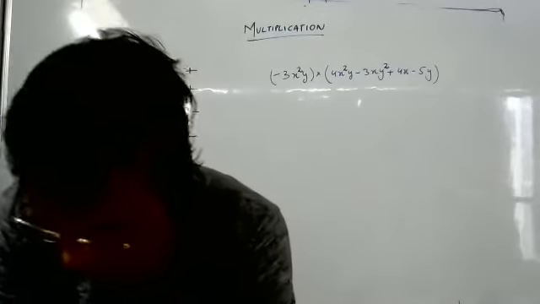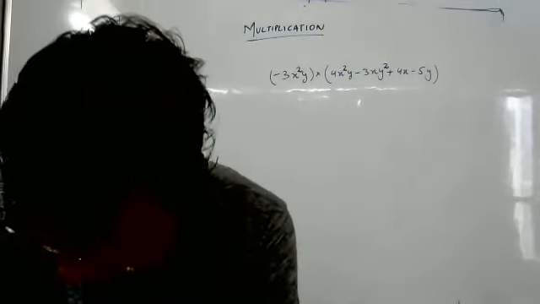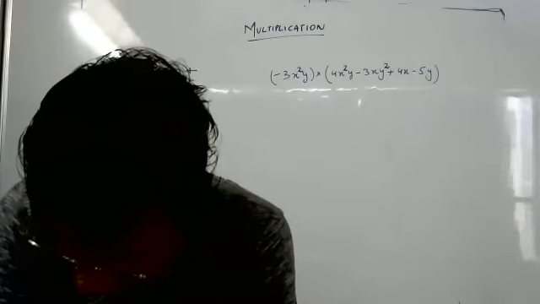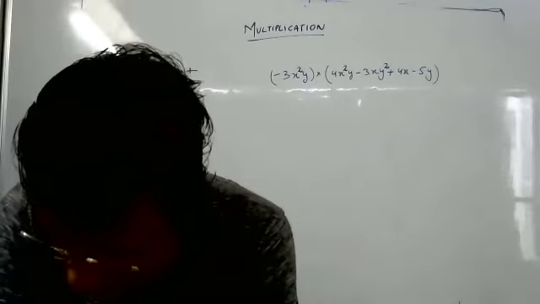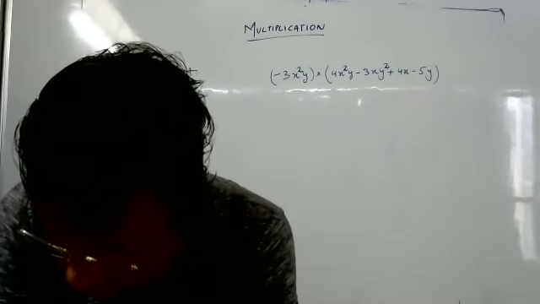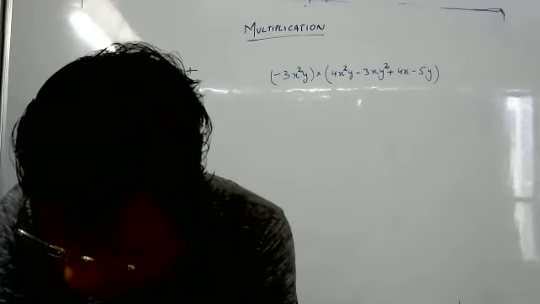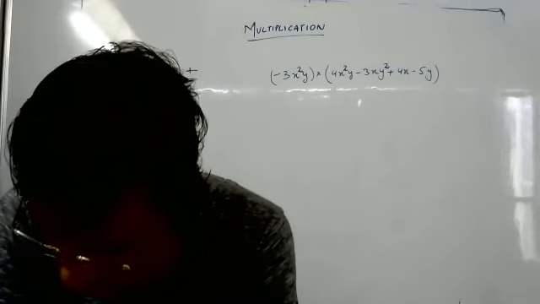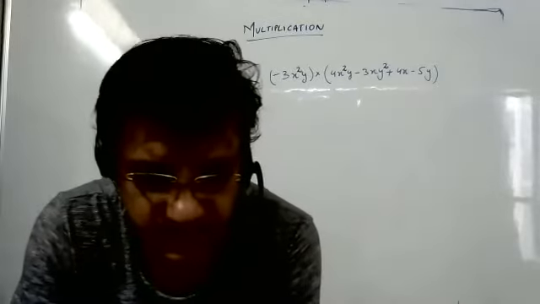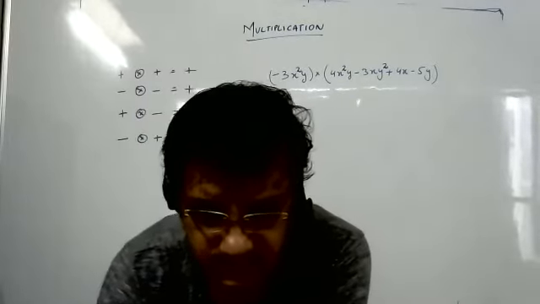Dia, what's your answer? So minus 12x to the power 4 y square plus 9x to the power 3 y to the power 3 minus 12x to the power 3 y plus 15x to the power 2 y to the power 2. Okay. Anybody else has any different answer?